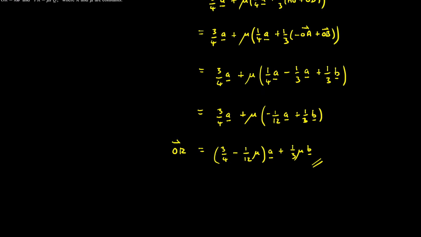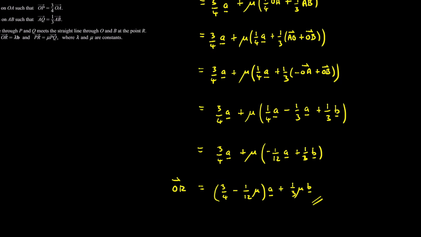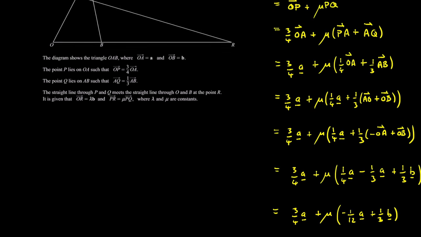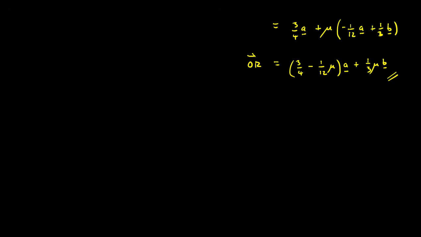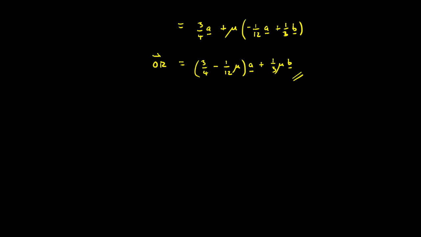Okay, so then what's the second part of this question? The second part of this question is to find the values of lambda and mu. Well, how can I do that? Well, we've got another vector here, which is equal to OR. That vector is lambda b. All right, so I can actually go down and say we also know that OR is equal to 0 lots of A plus lambda lots of B, right? We're told that in the question.